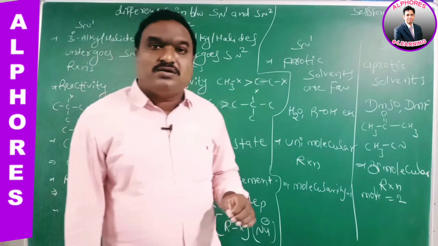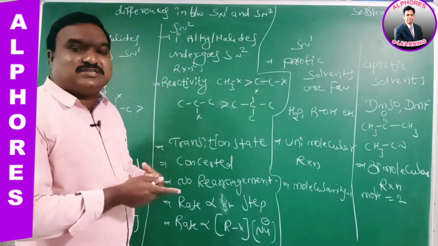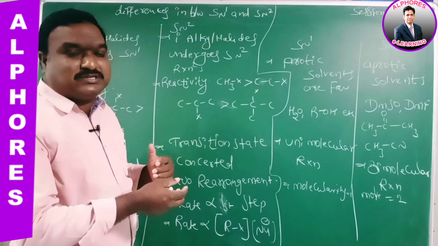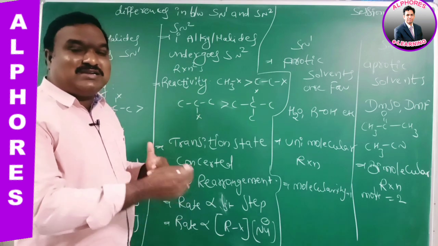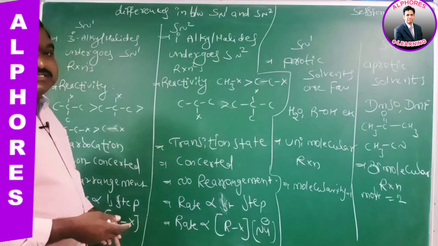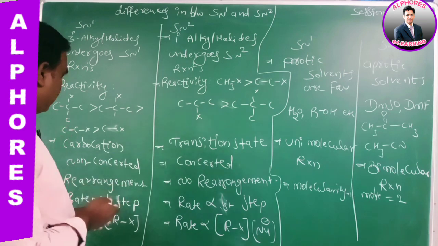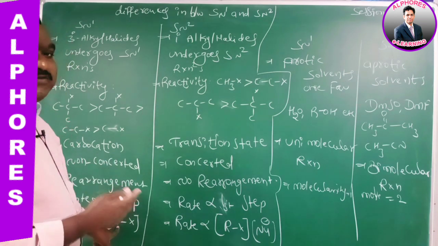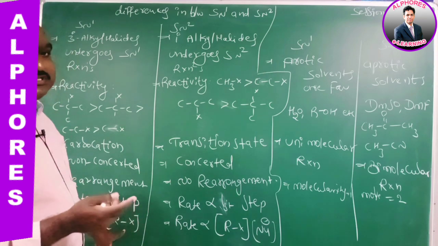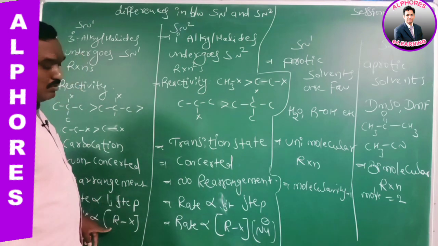For the unimolecular case, the rate is directly proportional to RX. What does that mean? According to nucleophilic substitution reactions, the first step is the bond cleavage step, and only one substrate, only one reactant, is involved in that step. That's why the rate is directly proportional to RX, meaning the given alkyl halide. So the rate only depends on the concentration of the substrate, because the bond cleavage step is important here.